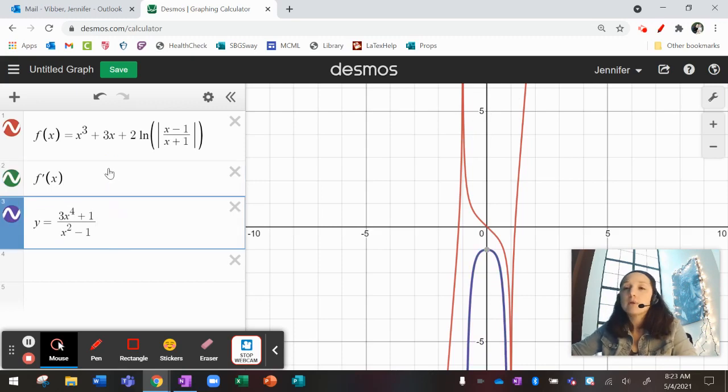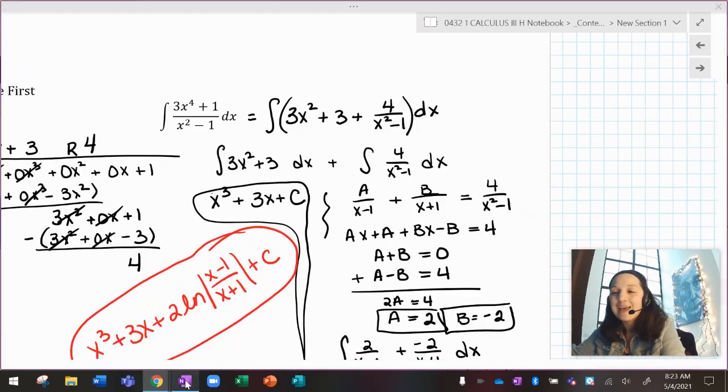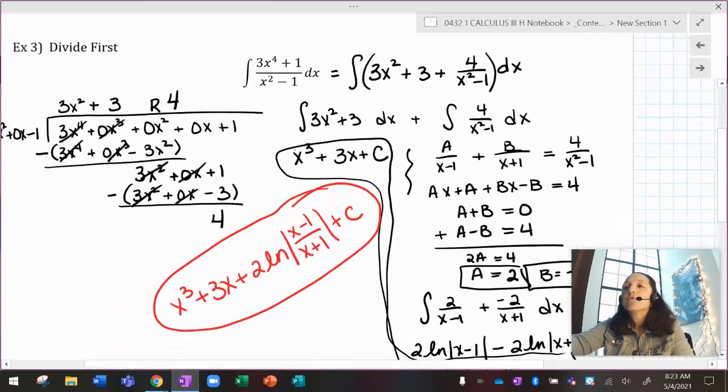Green, purple, green, purple. And look, they're the same. Yay! We did it right. You don't have to go back and fix anything. Yay! All right. So, friends, there is partial fractions part 1. Come back for more fun in partial fractions part 2.